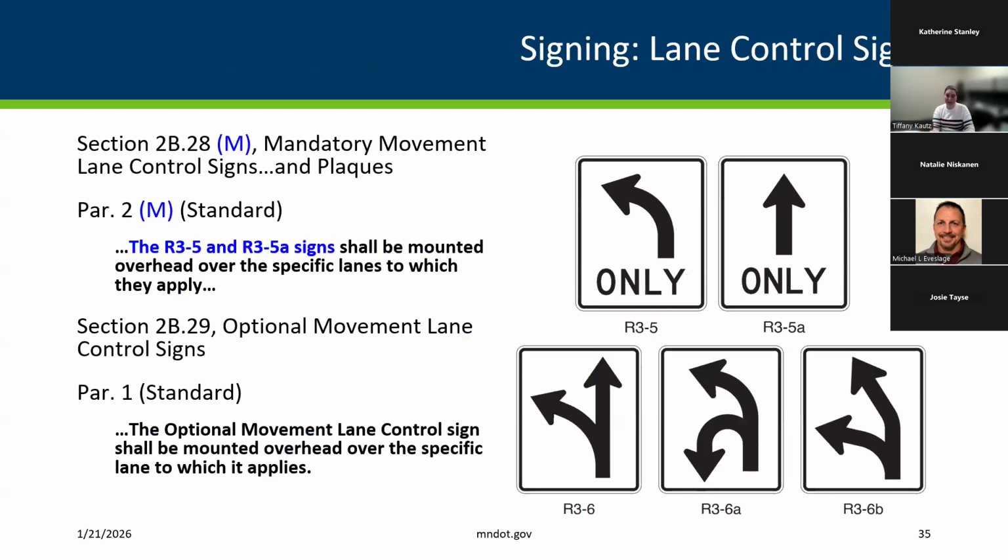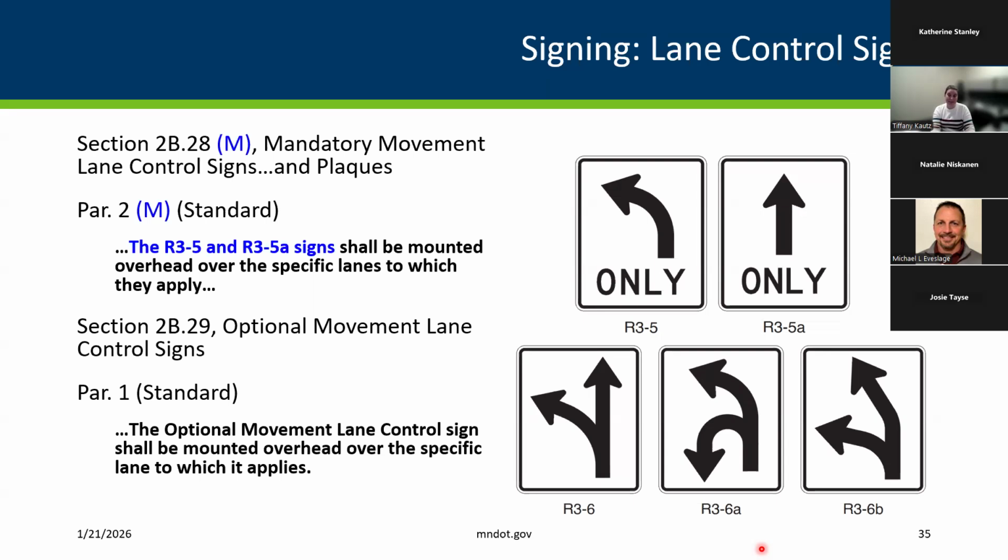Next, I wanted to talk about lane control signs. In the past, there was an option to allow for these signs to be post-mounted on an approach if the approach had 2 or fewer through lanes. There needed to be a supplemental plaque added to them in order for them to be post-mounted.